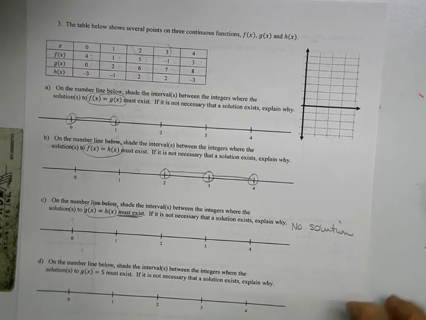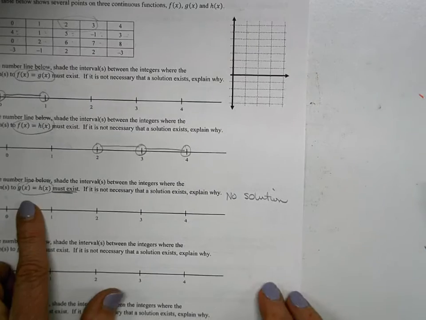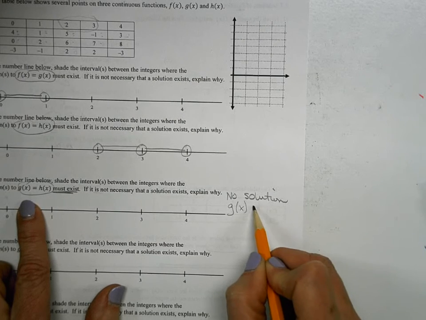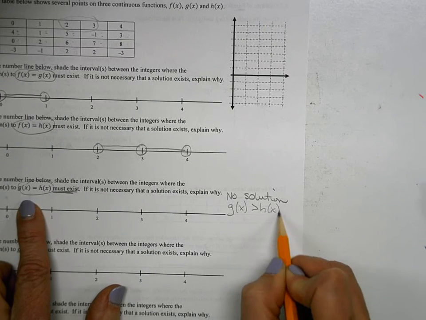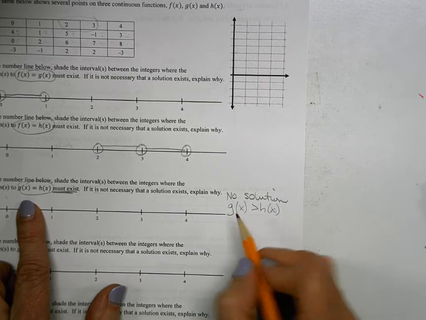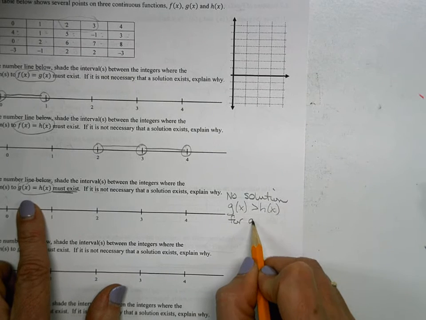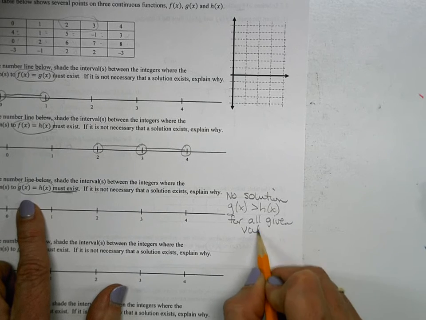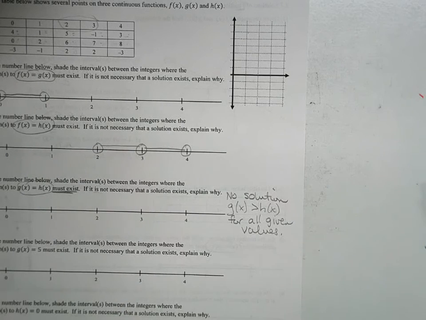Here's what I would say for this. G was greater than H, right? Wasn't that what we found? G was greater than H for all given values. It's possible that in between they traded, but based on what we could see, they never traded spots. But again, it might have gone funky and swooped up or something. Okay, so again, that's when you're looking for two functions to be equal. Who's above?